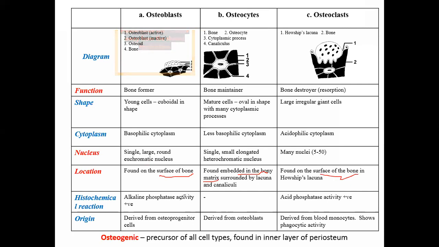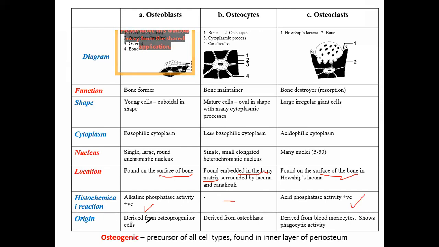Now coming to histochemical reaction. Here alkaline phosphatase positive, here there's nothing special, and here it's acid phosphatase positive. Like I just told you, in some tumors like osteoclastoma, I think the acid phosphatase level will also be increased. So like this you can correlate between the biochemistry, the cells and the pathology.